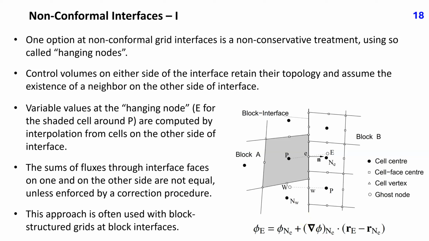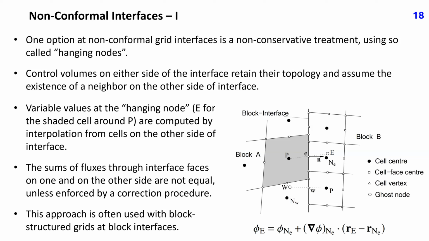The sums of fluxes through interface faces on one side, block A, and on the other side, block B, will normally not come out equal. In most cases this is not a problem because the inequality is a consequence of discretization errors from interpolation. These errors tend to zero as the grid is refined and are not larger than the errors from computation of convection fluxes at regular cell faces, because the distance over which is interpolated is never greater than half a cell width. If desired, one can apply a correction procedure to ensure global conservation.